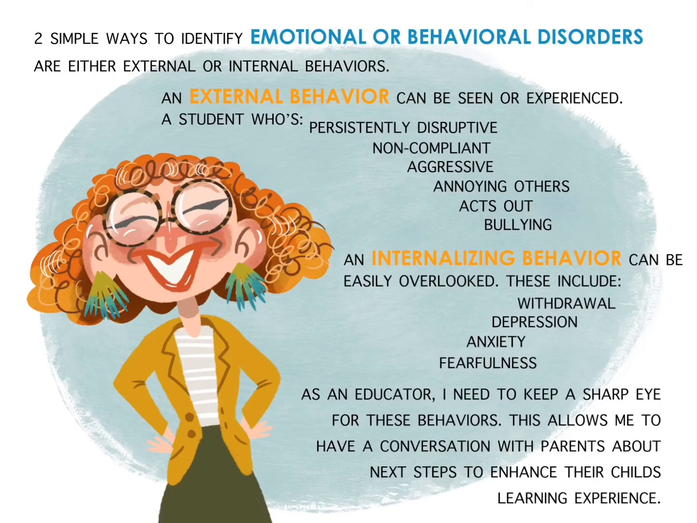2 simple ways to identify emotional or behavioral disorders are either external or internal behaviors. An external behavior can be seen or experienced. A student who's persistently disruptive, non-compliant, aggressive, annoying others, acts out, or bullying. An internalizing behavior can be easily overlooked. These include withdrawal, depression, anxiety, and fearfulness. As an educator, I need to keep a sharp eye for these behaviors. This allows me to have a conversation with parents about next steps to enhance their child's learning experience.